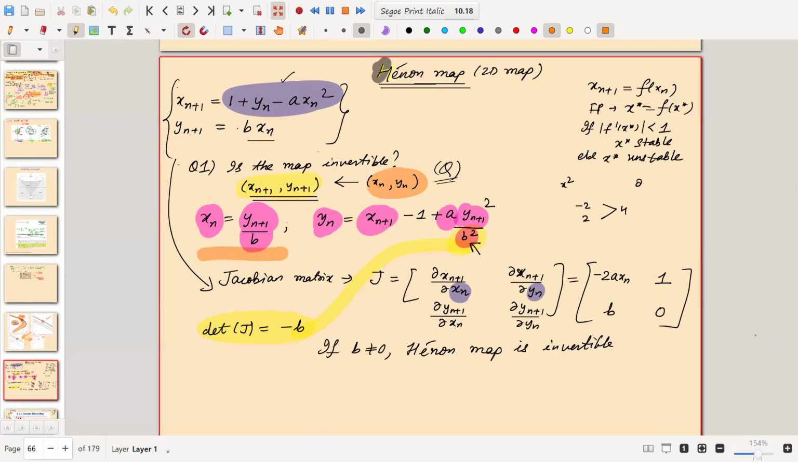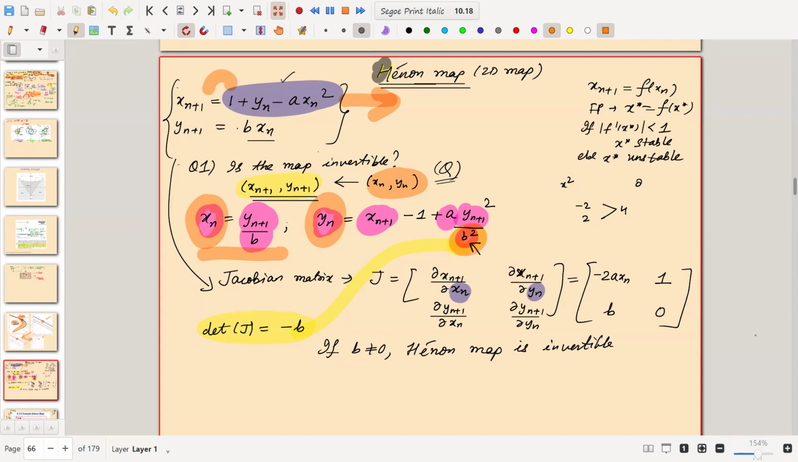And can you write from this equation yn? Yes, yn is equal to xn plus 1 minus 1, the minus 1 goes this side, a also goes that side, but a xn square, xn you already have as yn plus 1 by b, so you can put it. Now whatever values of xn plus 1 and yn plus 1 you fix, it will give you unique xn and unique yn. So the map is invertible, right? But you have a problem because b is coming in the denominator. If b is equal to 0, then you are running into trouble. Then these pre-images are going off to infinity, not defined.